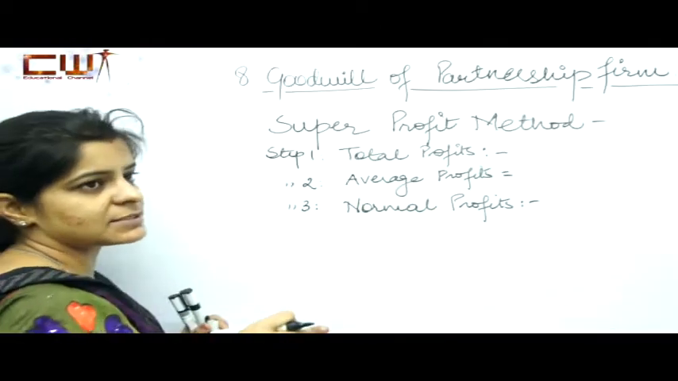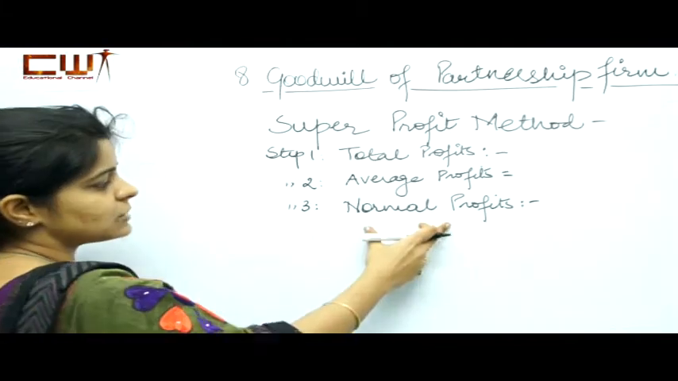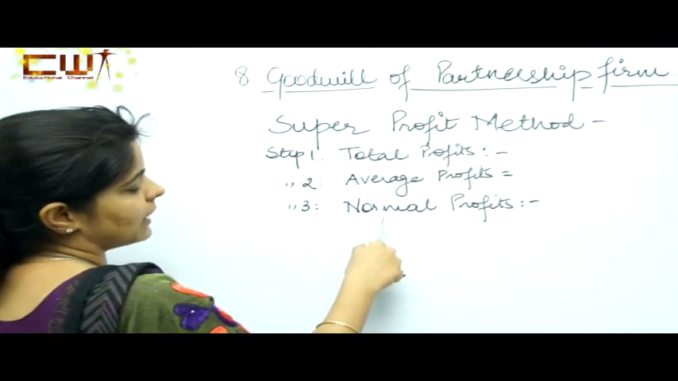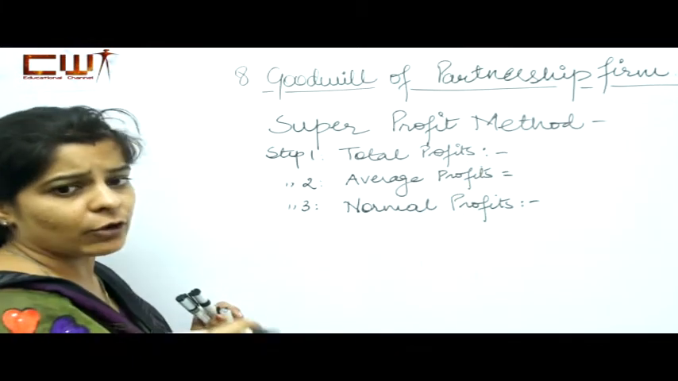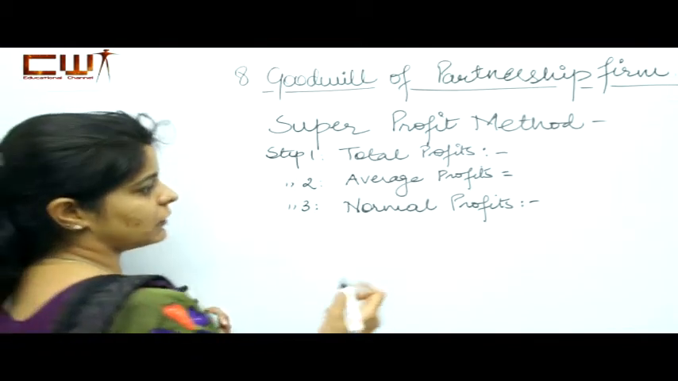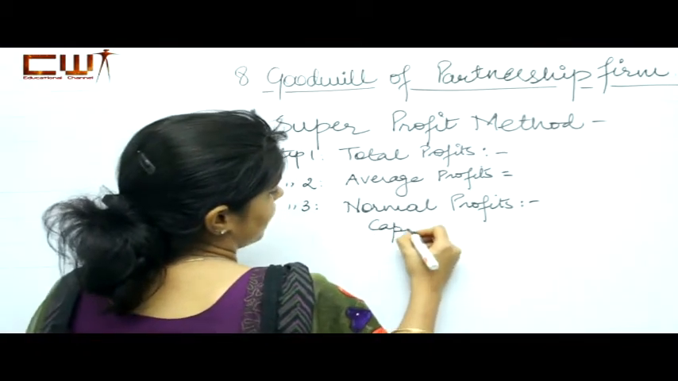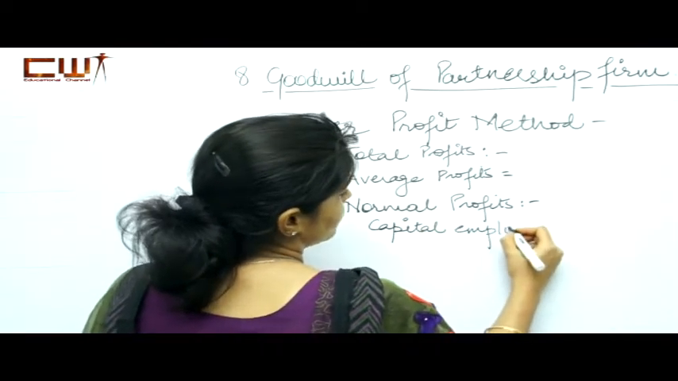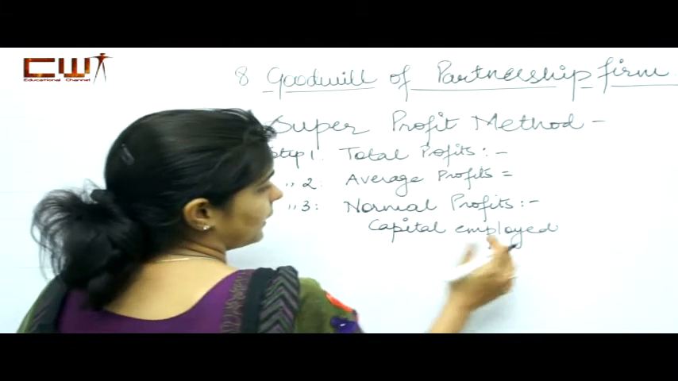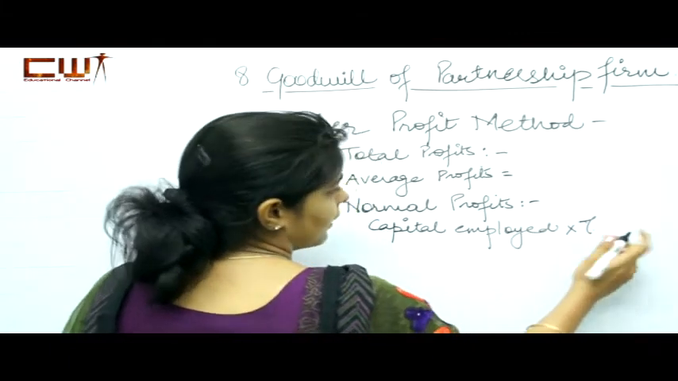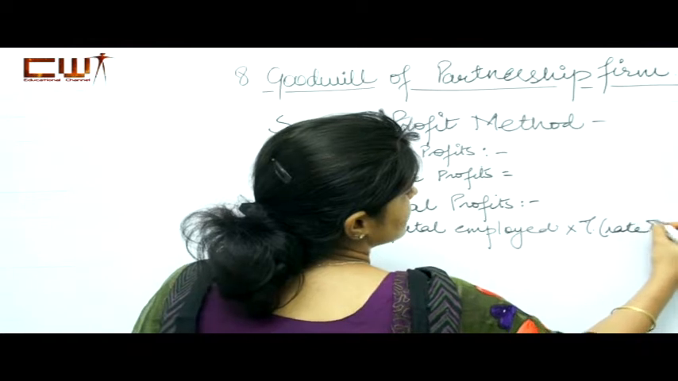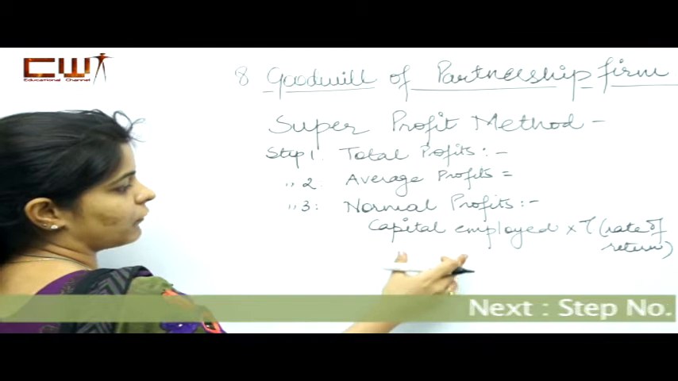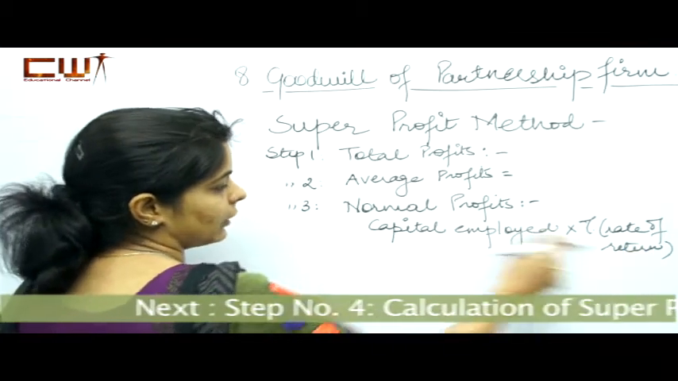In the last class, when we were doing the average profit method, this was not to be found there. But when you do the super profit method, a new thing is added, that is finding the normal profits. How do you find the normal profit? Just see. Normal profit is capital employed, which will be given to you in the question, into the percentage, known as the rate of return. This will be given to you in the question. So you will find normal profits by capital employed into the rate of return.